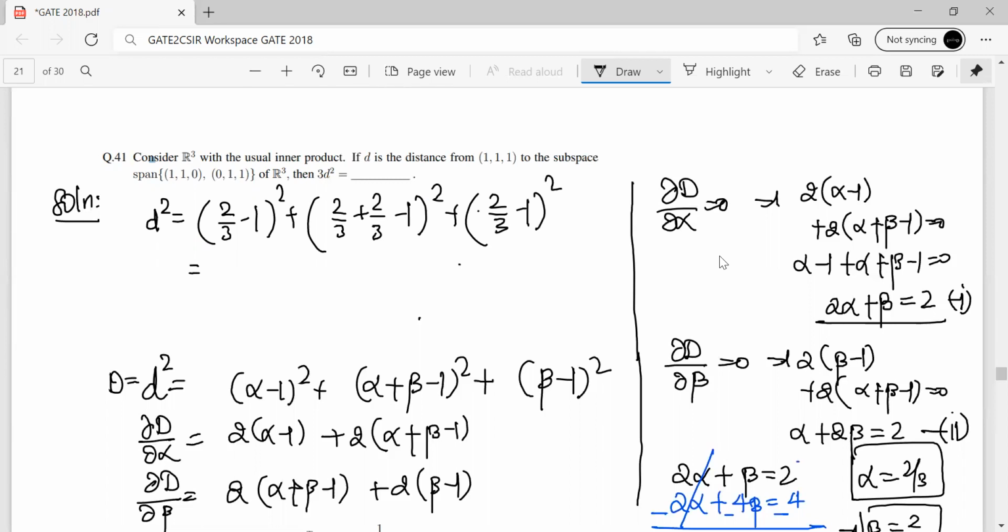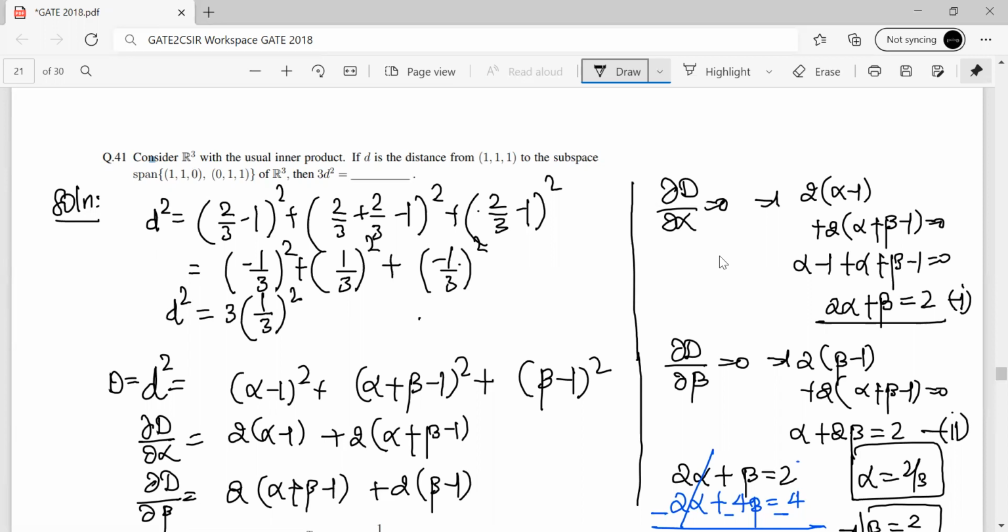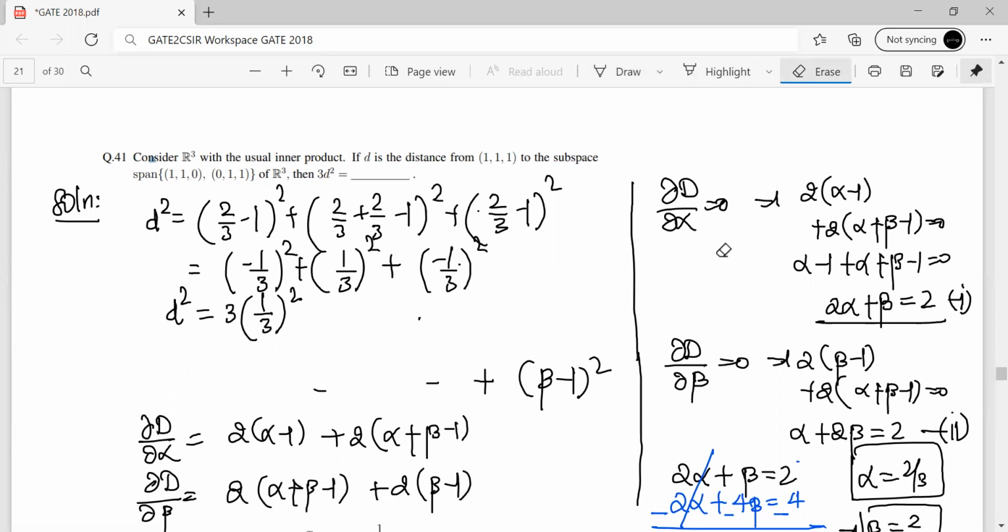Okay. So to square this, let us find out 2 by 3 minus 1 will give me what? Minus 1 by 3 square. And this one will be 4 minus 3. That will again give me 1 by 3 square and plus again minus 1 by 3 square. Okay. So this is nothing but 3 times 1 by 3 square is your d square. Okay. So what they want is 3d square. So 3d square should be 1.